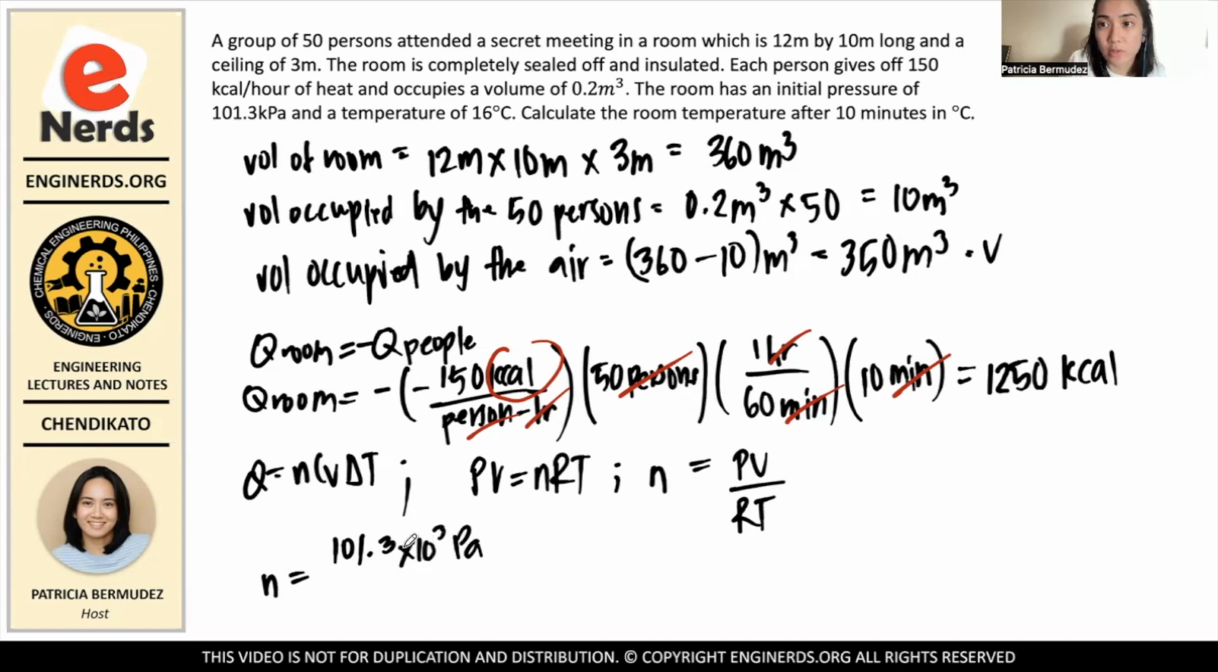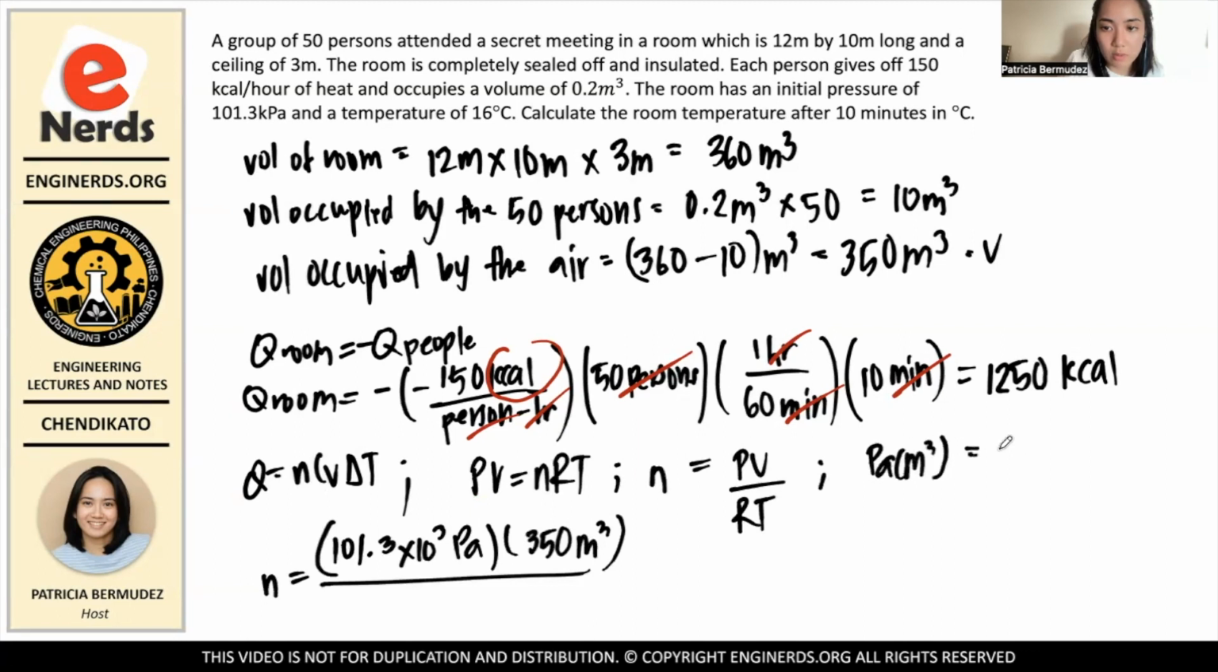Since it's kilo, in order to convert it into just pascals, you have to multiply it by 1,000. That's P. And then V is 350 cubic meters, divided by R. For this, we can use 8.314 joules per mole Kelvin. And we know that 1 pascal meter cubed is equal to 1 joule.